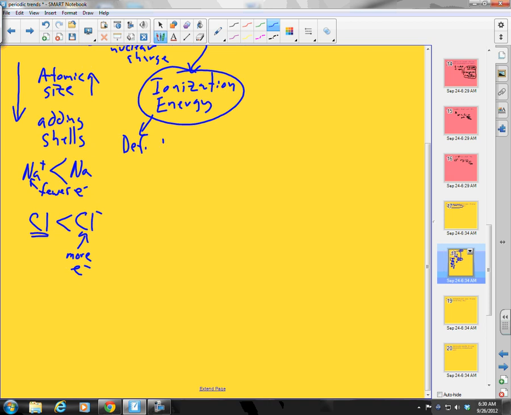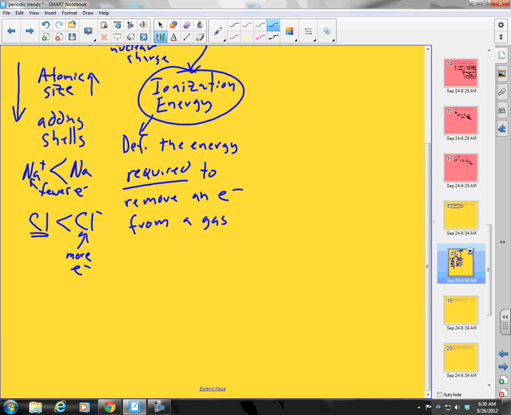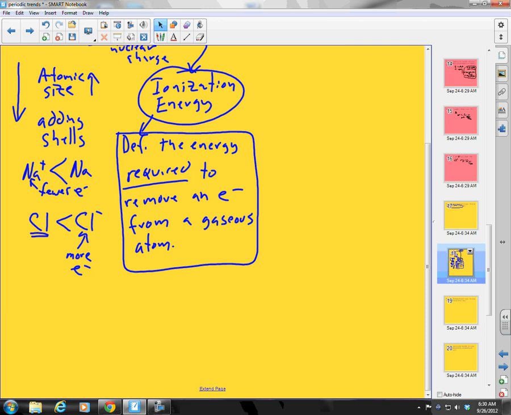Ionization energy is the energy required to remove an electron from a gaseous atom. If we're talking about the first ionization energy, that would mean from a gaseous neutral atom, but we can have other ionization energies. We want to focus on the first ionization energy. Good.